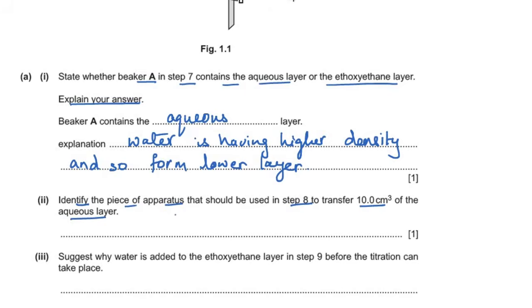So if we are performing the titration and we want to transfer 10 centimeter cube of any liquid, then it's going to be a volumetric pipette which should be used to transfer the 10 centimeter cube of any liquid into the conical flask. So the answer is the apparatus is a volumetric pipette.